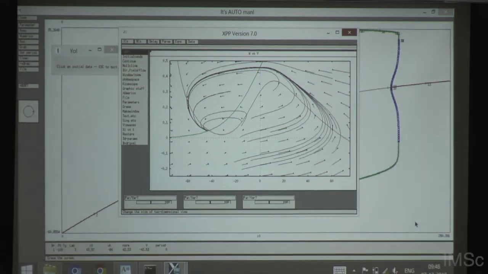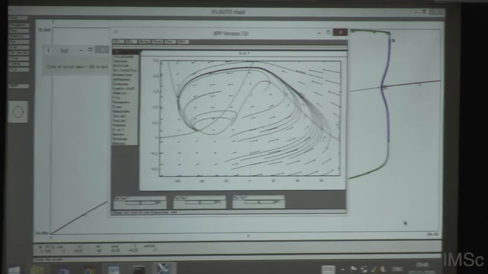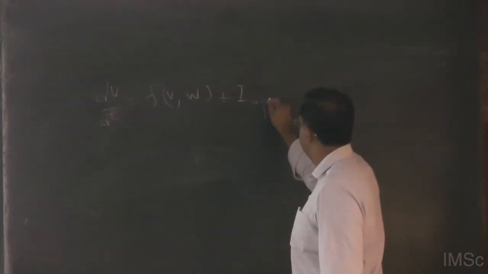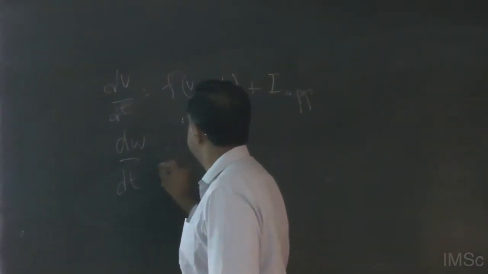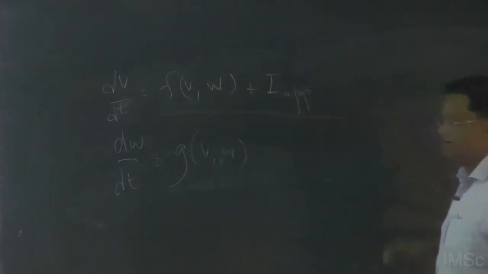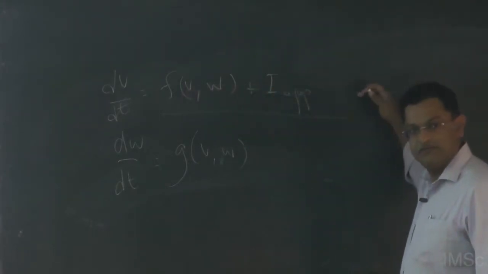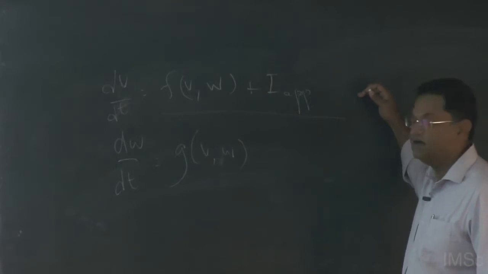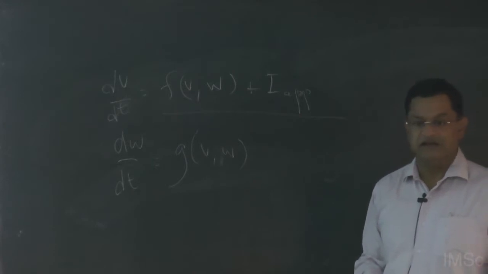So suppose you have dv/dt equals some f(v,w) plus I. That's your applied current, I_app, let's say, and dw/dt is some g(v,w). If I change I applied, it will affect this current, right? The null line is obtained by setting the right hand side of the dv/dt equation equal to 0. So I applied is going to change the V null line, right?